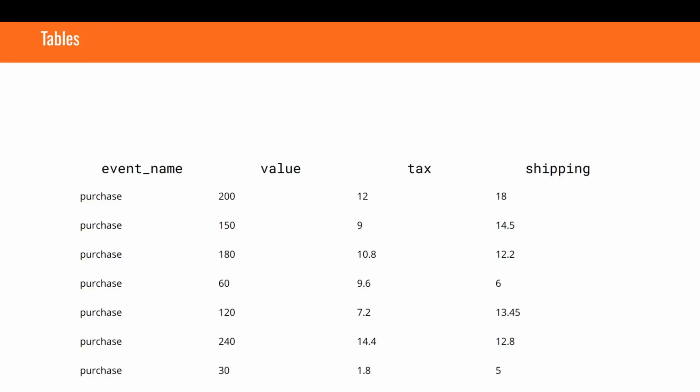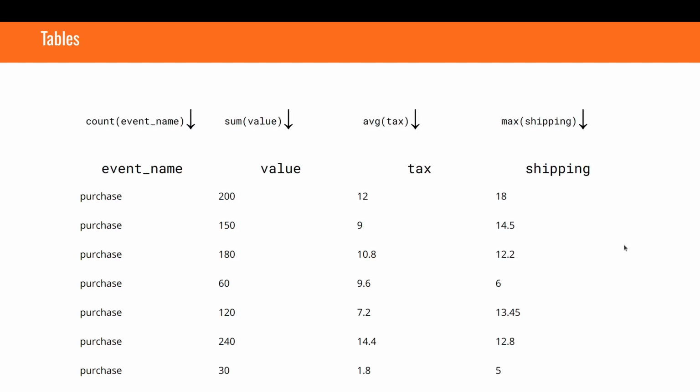Tables are just kind of like standard tables. For example, here's a sample purchase table. We have event name, which is purchase, and then value, tax, shipping. Now, the way that analytics warehouses work is different from your transactional warehouse where you get one row at a time. If you're looking up the password of someone or looking up their name, address, etc., you want to get rows, whereas analytics warehouses want to get columns.